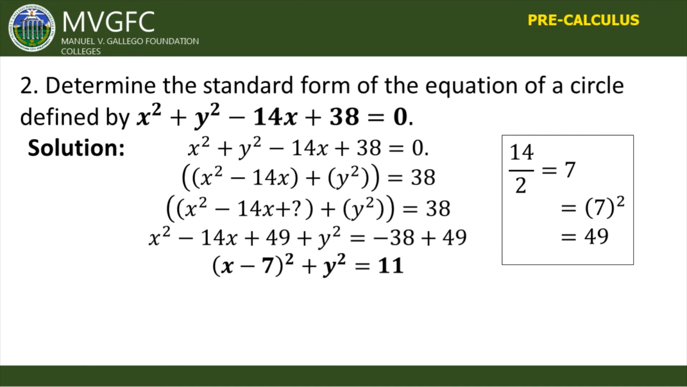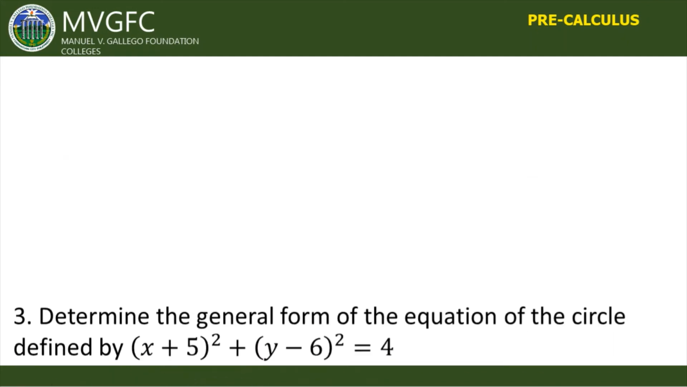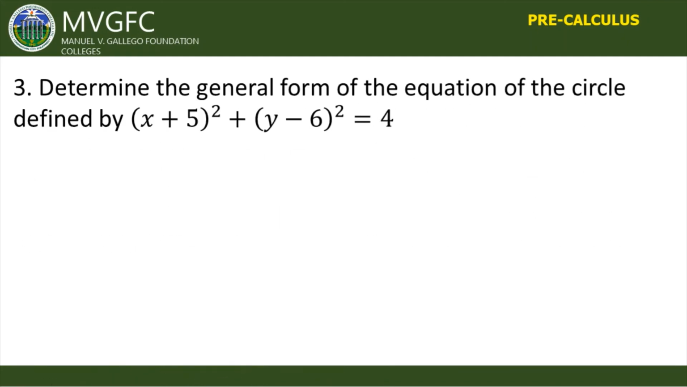So we have x minus 7 quantity squared. Again, using the FOIL method or your knowledge in factoring, x minus 7 quantity squared is simply equal to x squared minus 14x plus 49. So we have negative 38 plus 49 is equal to 11. So in that case, our answer now is that the standard form of the equation of a circle is x minus 7 quantity squared plus y squared is equal to 11.